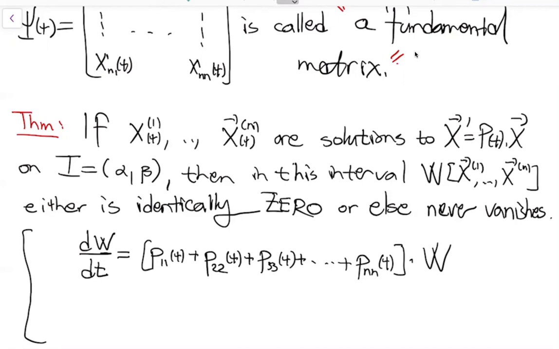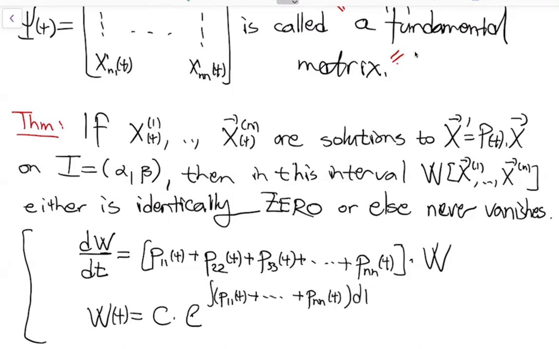From this, Abel's result follows. The derivative is equal to a function times W, where W is the Wronskian. So this is a separable equation, and you can solve it easily. It says the Wronskian is a constant times e to the integral of P11(t) plus ... plus Pnn(t) dt.